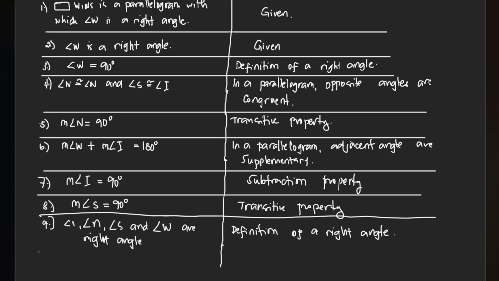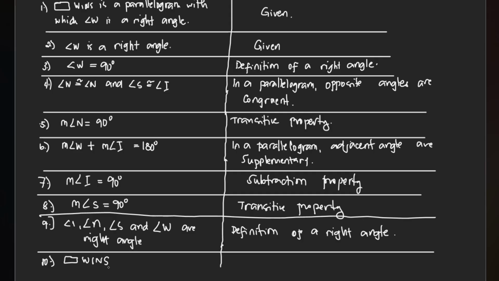So, we're almost done. Remember, na-prove po natin lahat ng angles are 90 degree. So therefore, yung final statement natin, the parallelogram W, I, N, S is a rectangle. So ano yung reason nito? Will be definition of a rectangle. And that's how you prove the given problem.